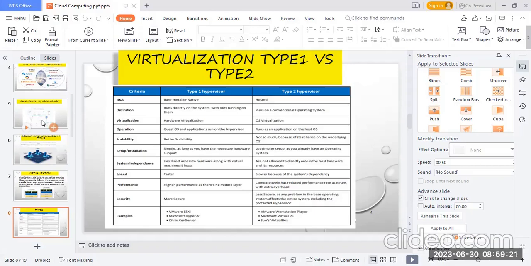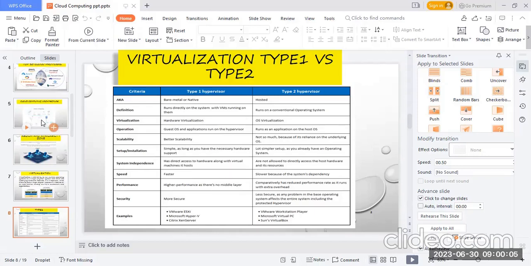Type 1 hypervisor provides better scalability, but type 2 does not, because of its reliance on the underlying operating system. If we compare, type 2 is a lot simpler than type 1. Type 1 has direct access to hardware along with the virtual machines it hosts, and type 2 is not allowed to directly access the host hardware and its resources. Basically type 1 hypervisor has high performance and comparatively reduced performance in type 2.